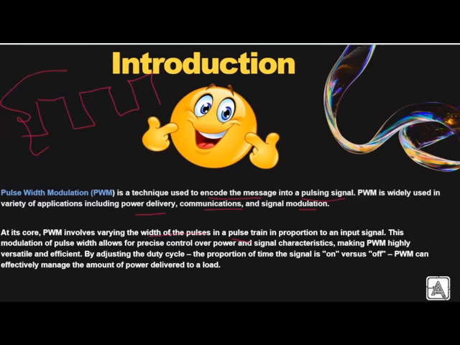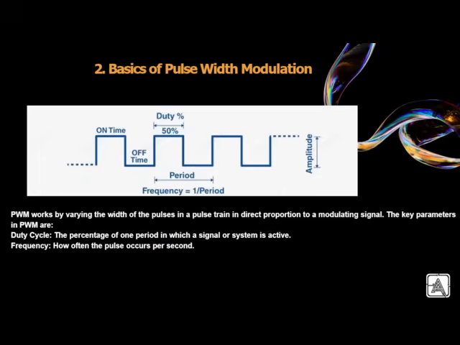So here we can change the width of the pulse as we want, and this modulation of pulse width allows for precise control over power. Why do we need to change the width? We will come to that point as the topic goes on. So let's move on. The two basic parameters which define PWM are, first, the duty cycle and, second, the frequency.